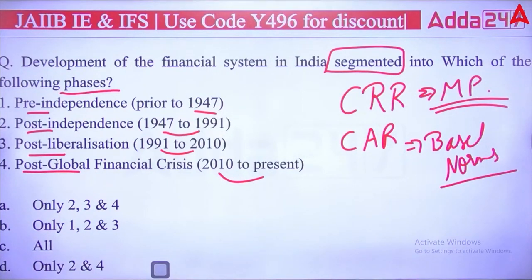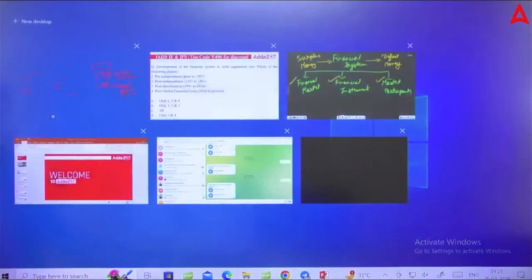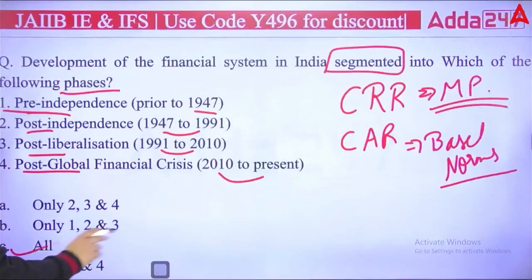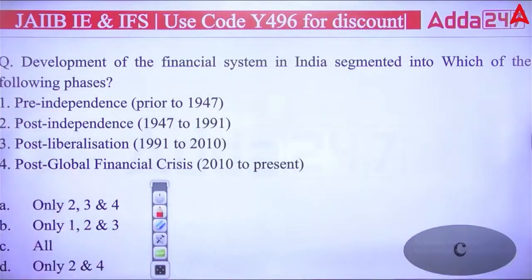Okay, and you guys are saying A, second, third, and fourth. What's wrong with the first? All are correct. The right answer is all. The first is also correct. The pre-independence period was also there, prior to 1947. Why are you saying A? So the right answer will be option C.